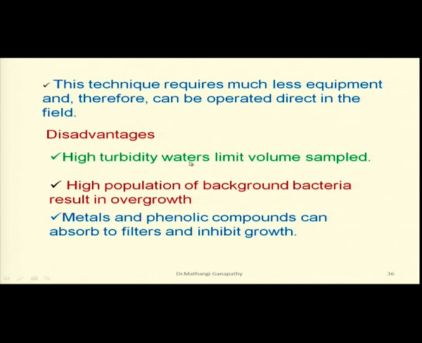Disadvantages: high turbidity waters limit the volume sampled, a high population of background microbiota will result in overgrowth, and metals and phenolic components can absorb to filters and inhibit growth. So, if the water is very turbid, then it will be compromised. If the resident normal microflora are very huge, then you will see a large amount of microbes growing up. So, identification of specific organisms becomes very tough, and if the water contains metals or some trace phenolic compounds, they will also get stuck onto the filter and that will inhibit the growth.